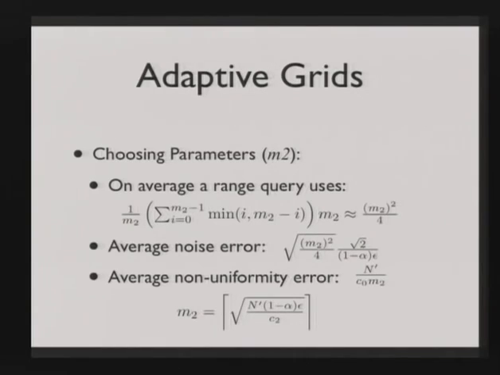And notice here that if my noisy count is larger, M2 is going to be larger. If, on the other hand, it's small, and my noisy count is only 1, then I'm likely not going to partition further. M2 will probably be 1.